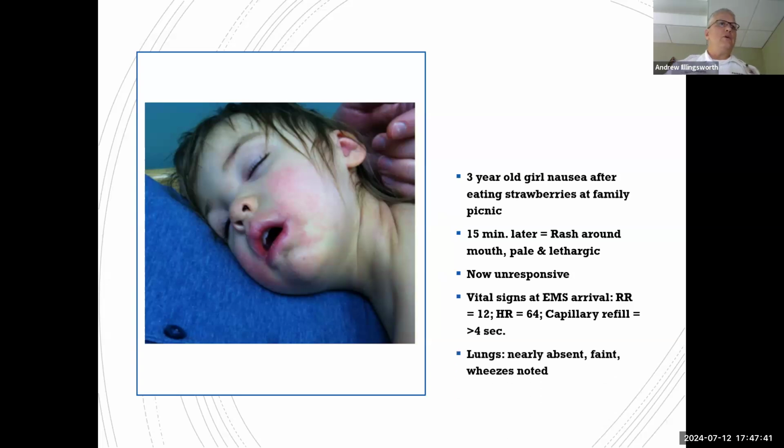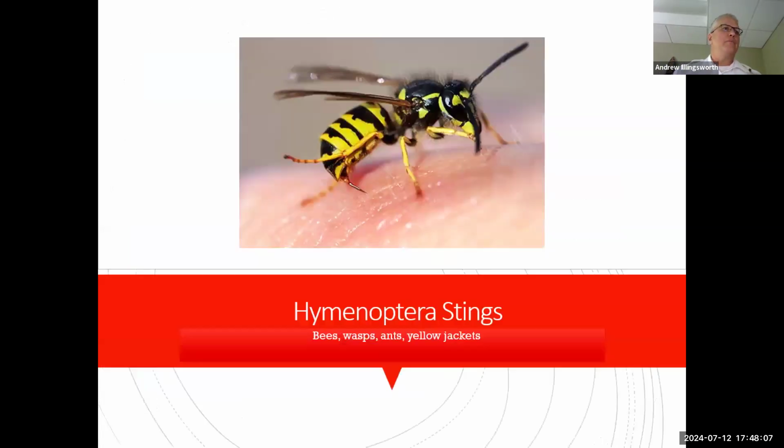When you listen to her, her lungs are nearly absent. They're faint, and you hear really faint wheezes. That's because you're almost to a silent chest. All right, so that's epi quickly. She will respond very quickly with that. Kids do. It's actually pretty amazing to watch when you have an anaphylactic kid that you give epi to and watch how quick they come around.